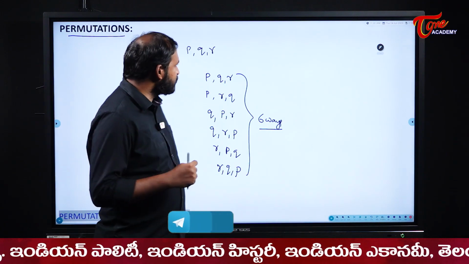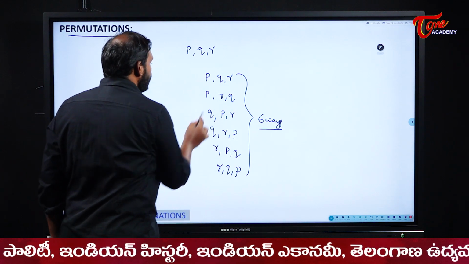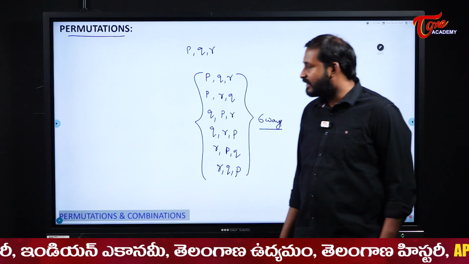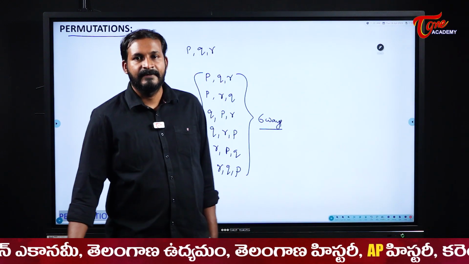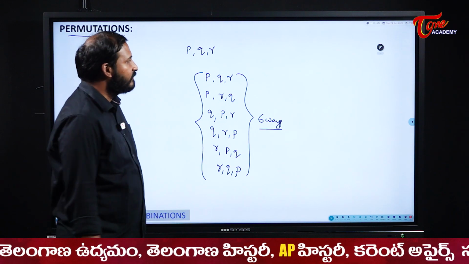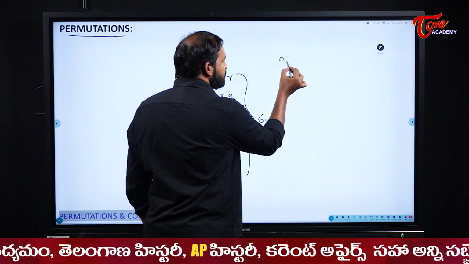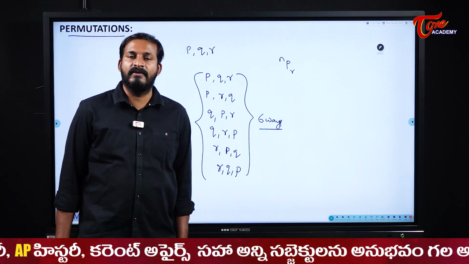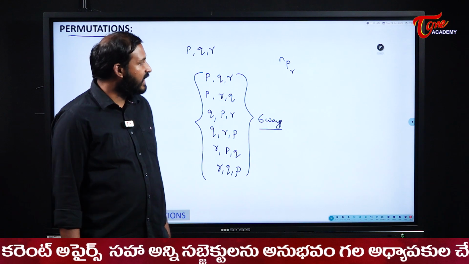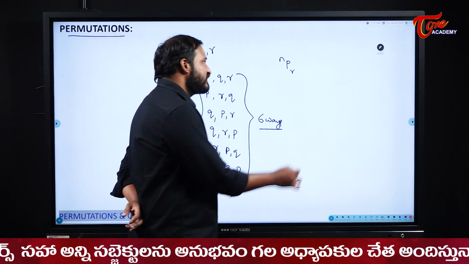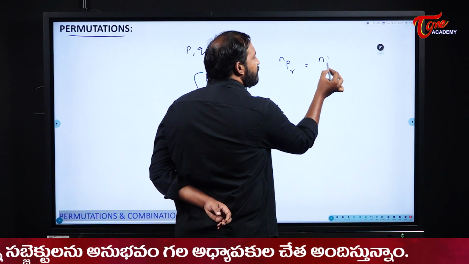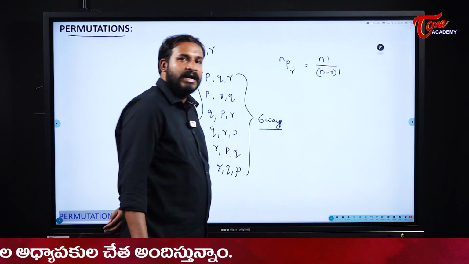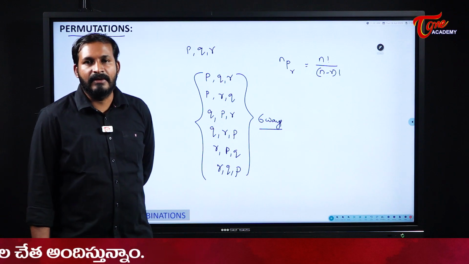So to avoid all this confusion, how are we going to solve permutations? We have a formula for this, that is nPr. nPr is the formula we use for arranging things. Later we will see what n and r are. nPr means n factorial divided by (n minus r) factorial.